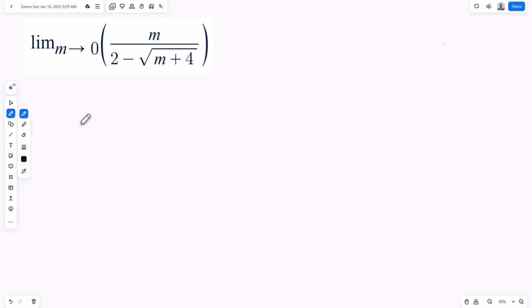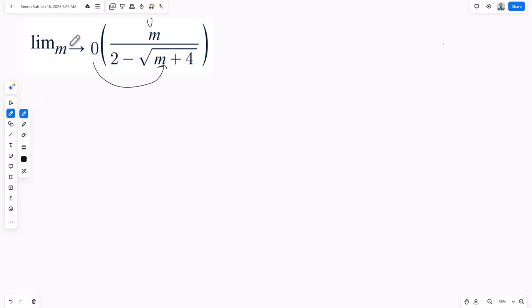As you can tell, we have a limit as m approaches 0 of m over 2 minus root of m plus 4. If we plug in 0 for the m's here, we have 2 minus root 4, which is 2 minus 2, which is 0 on the bottom, and we have 0 on the top, so we have an indeterminate form. That does not mean we have no solution, so we still have to factor things out, see what we can do with this, play around with the numbers, and see if we can arrive at the answer. And yeah, so let's dive right in.